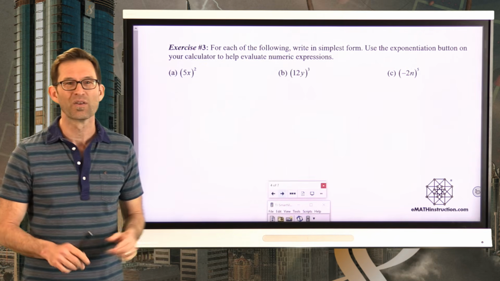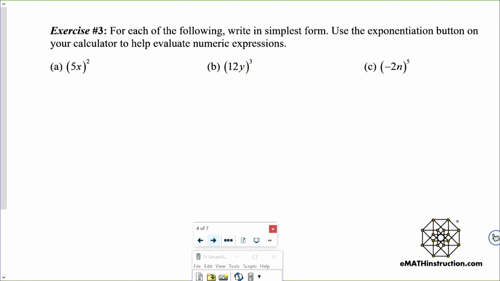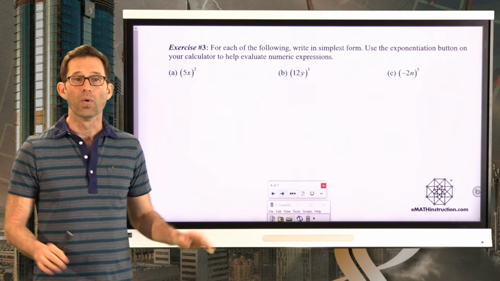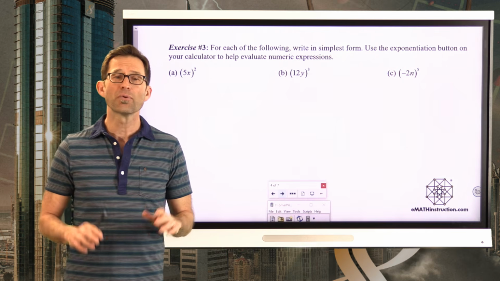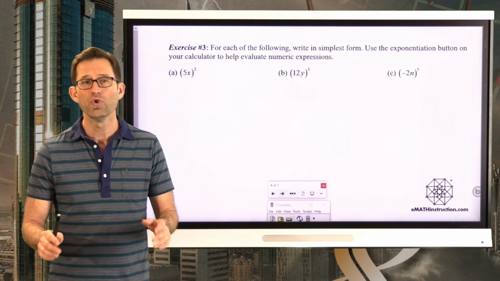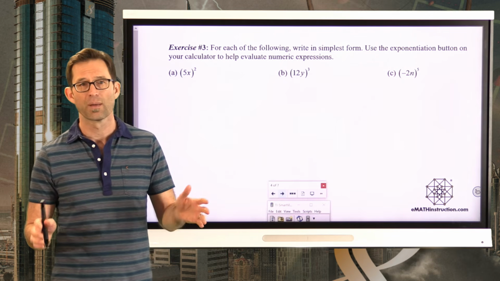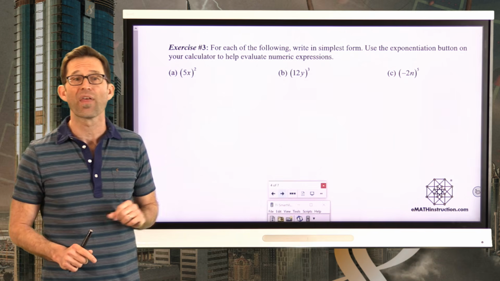All right, let's take a look at exercise number 3. For each of the following, write in simplest form. Use the exponentiation button on your calculator to help evaluate numeric expressions. All right, so, have your calculator handy. They're particularly handy when we have to cube or raise things to the fourth power or something like that. But let's do a simple one without our calculators.